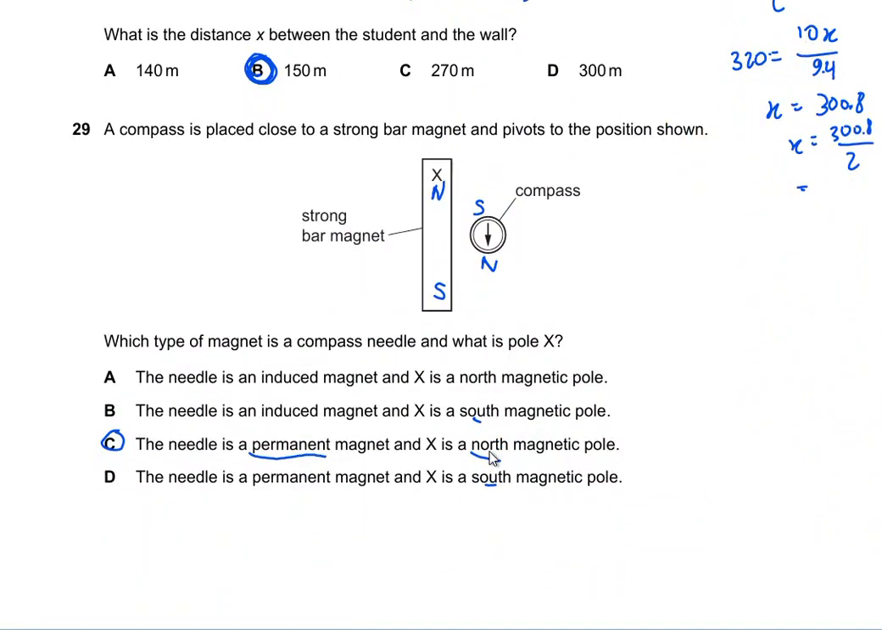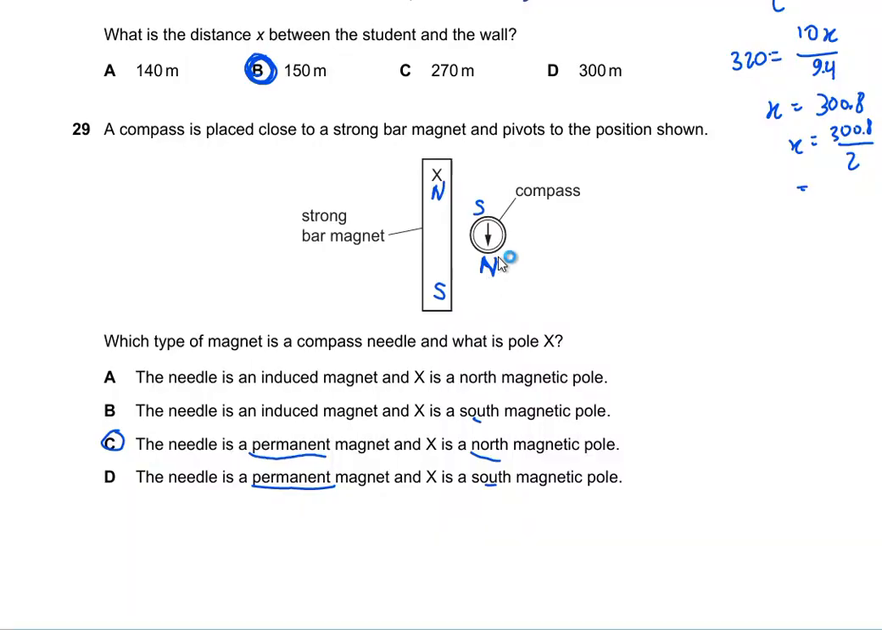Okay, next comes the compass. It's easy. It's basically a compass, and we all know the compass has a permanent magnet. A compass is definitely a permanent magnet, obviously. And a permanent magnet is brought next to another magnet. So this is the north pole for sure. We know with the arrow.